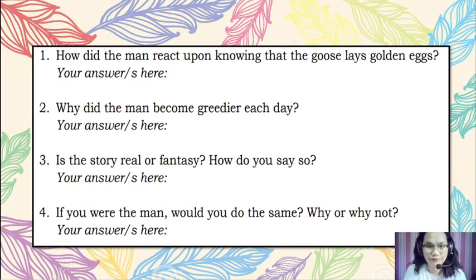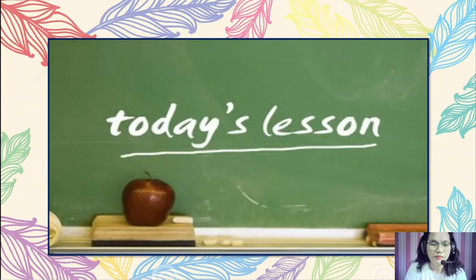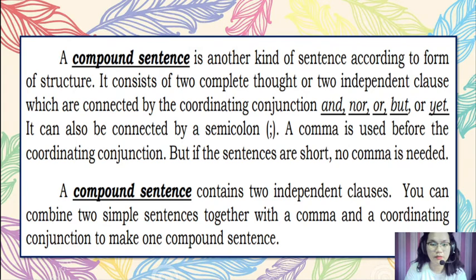Now, our lesson for today, or let's go to our lesson for today, is all about compound sentences that show problem and solution relationship. So, before we start discussing compound sentences that show problem and solution, let's talk first about what a compound sentence is. It is another kind of sentence according to form. Always remember that a compound sentence is a sentence according to form.